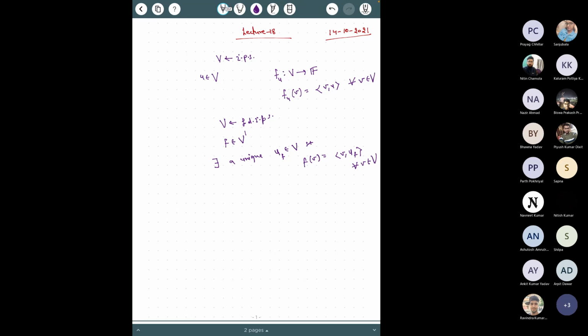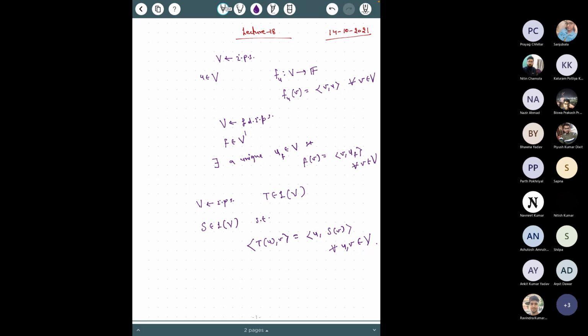And then we defined the adjoint of a linear operator. So what is an adjoint of a linear operator on an inner product space? If we have an inner product space V, and T is a linear operator on V, then an adjoint of T is a linear operator S on V that satisfies this property: the inner product of T of u with v is equal to the inner product of u with S of v. This is true for all vectors u, v in V. If this is true, then we call S an adjoint of T.